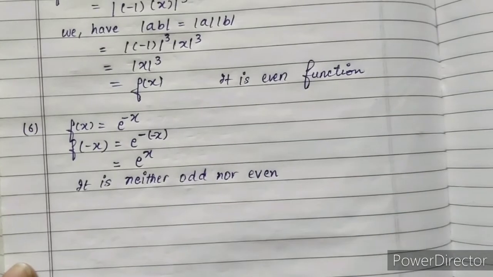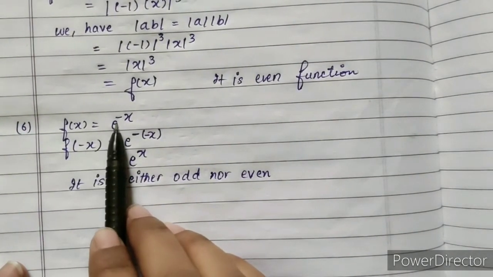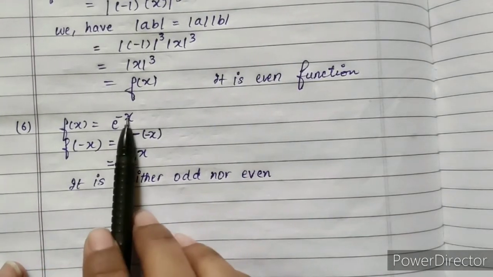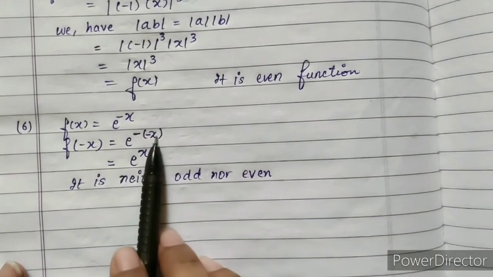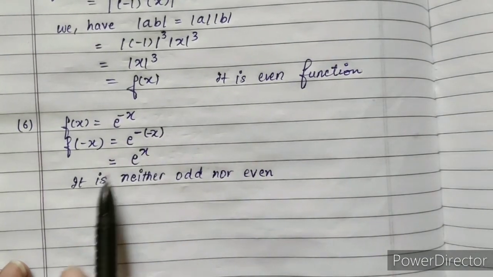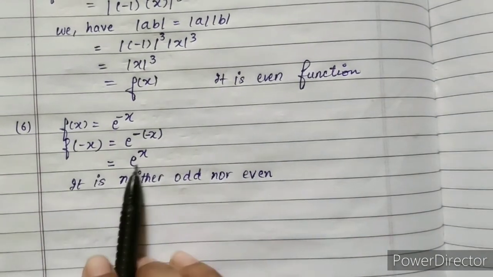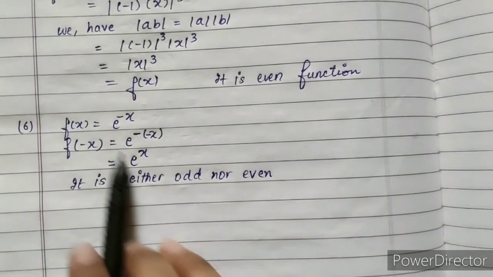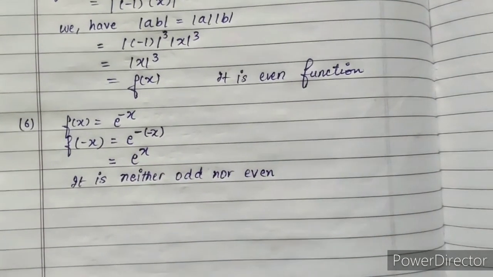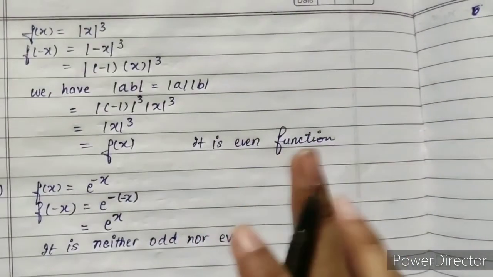Last example is based on exponential, where f(x) is equal to e to the power -x. We will do the same. f(-x) is equal to, we will substitute the value of x as -x. Minus minus will cancel, and it will be e to the power x. So we can say that it is neither odd nor even, because this is not equal to f(x), nor is it equal to -f(x). And we also know that modulus functions are even functions.